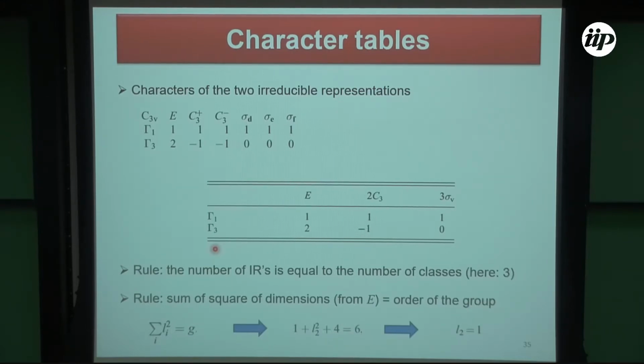Yeah, use the microphone. If it's obvious from your talk, but it's over there, right? So if you have the dimensionality theorem, which is the sum of the squares of the identity characters, it should be equal to the number of elements of the group. This is also a consequence of the vector space, so it's all well defined, right?